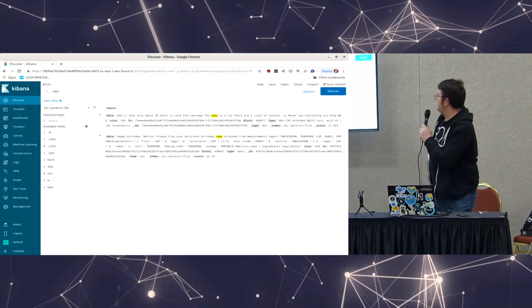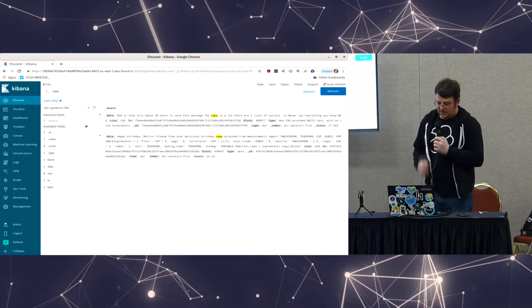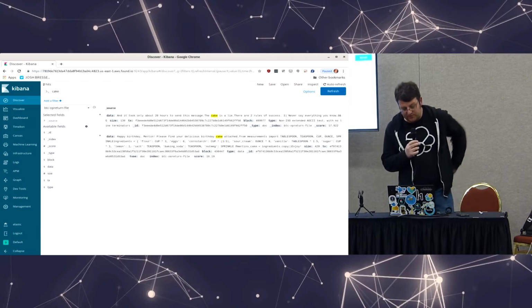Can you guys read that? It's a little bigger. All right. So up here, it says "the cake is a lie." That's a first. There's only two.